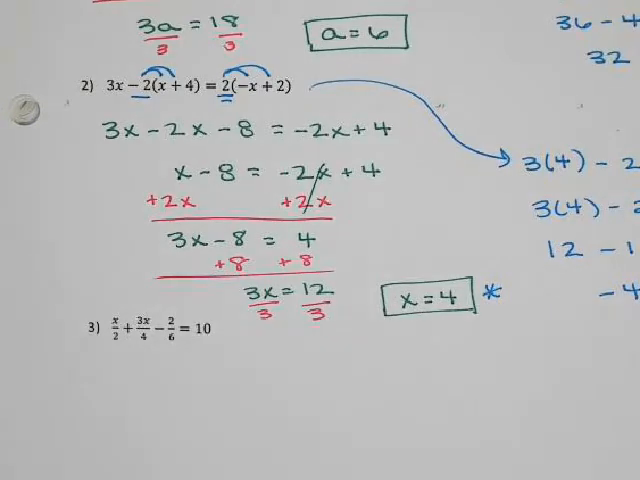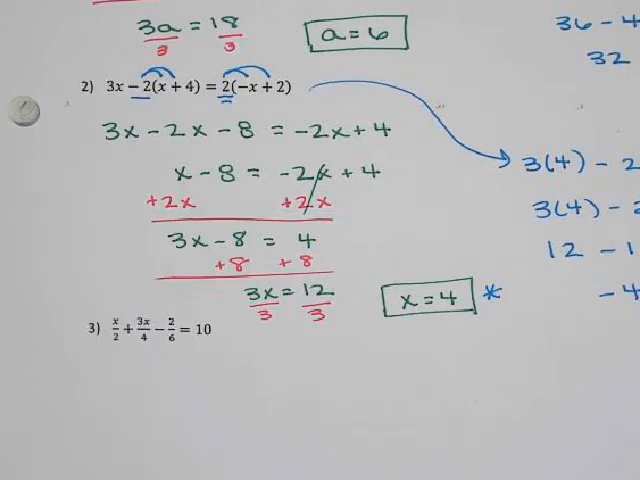A fraction is just division. So this is x divided by 2 plus 3x divided by 4 minus 2 divided by 6 equals 10. Anyone see anything we could do right away, though? I wouldn't even try to get common denominators, but the denominators are like multiples of 2. They're all multiples of 2? Okay.